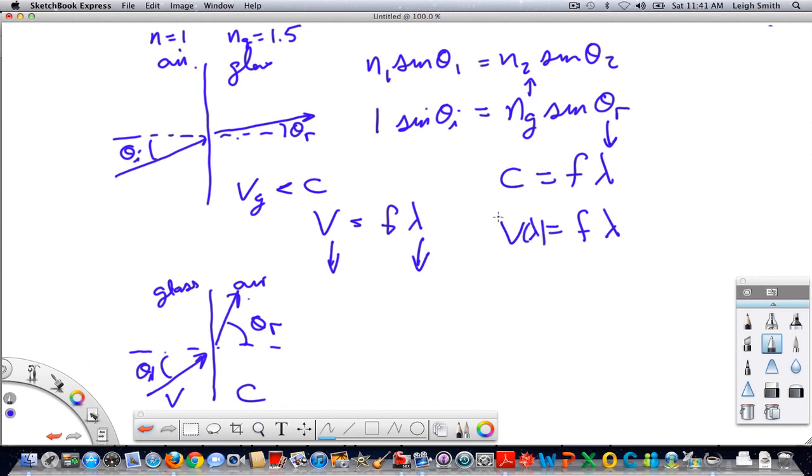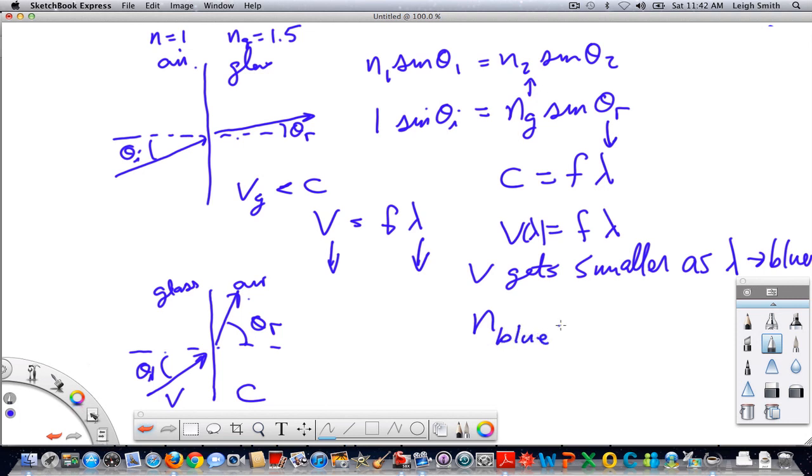This is why when you go into a prism, it disperses into different wavelengths. Usually what happens is that the speed of light, v, gets smaller as lambda goes to the blue. So in other words, red light travels faster, blue light travels slower. And what that means is that the index of blue light is greater than the index of red light.